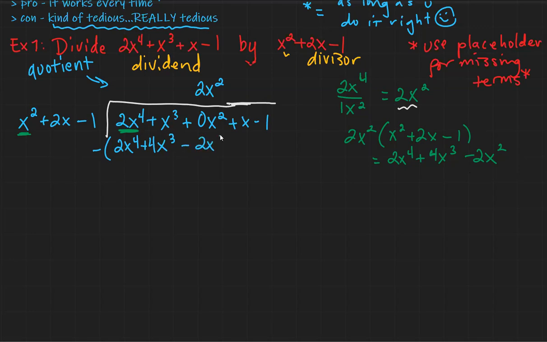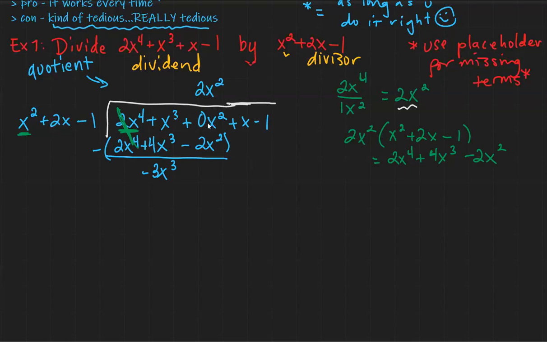Minus 2x squared. Okay, and we're subtracting this, so we have to be careful. 2x to the fourth minus 2x to the fourth, that's going to cancel out, because they're the same. x cubed minus 4x cubed, that's going to be negative 3x cubed. Okay, and then 0x squared minus negative 2x squared.